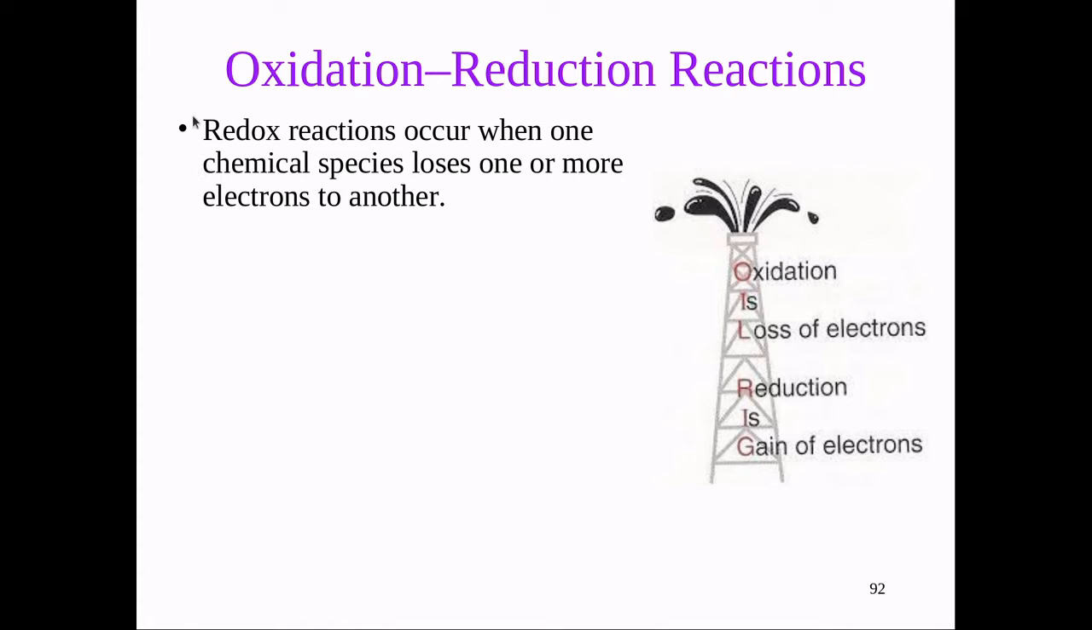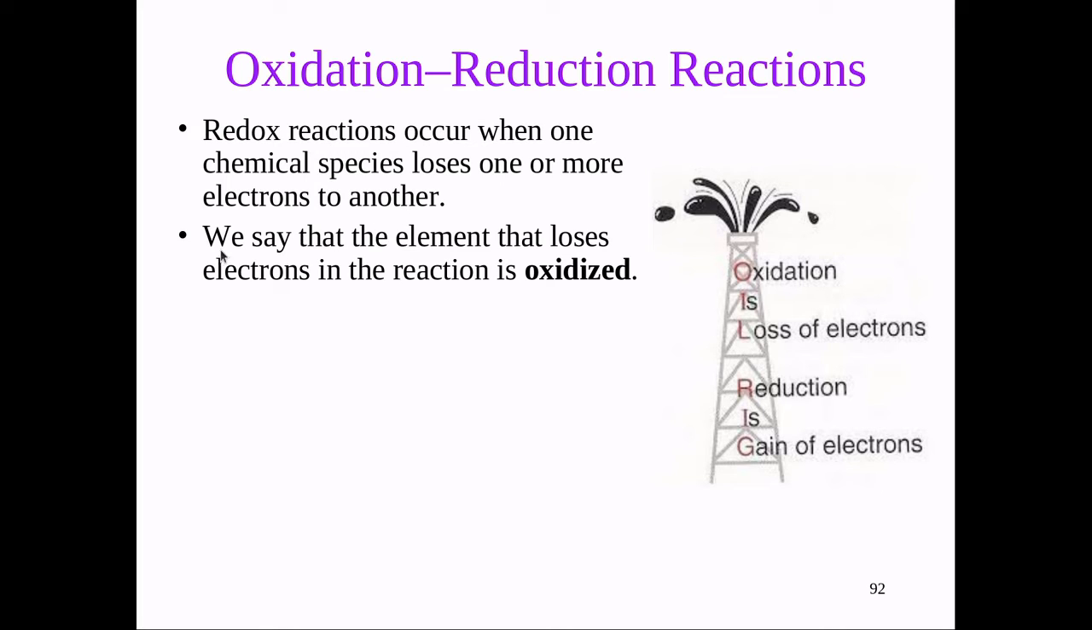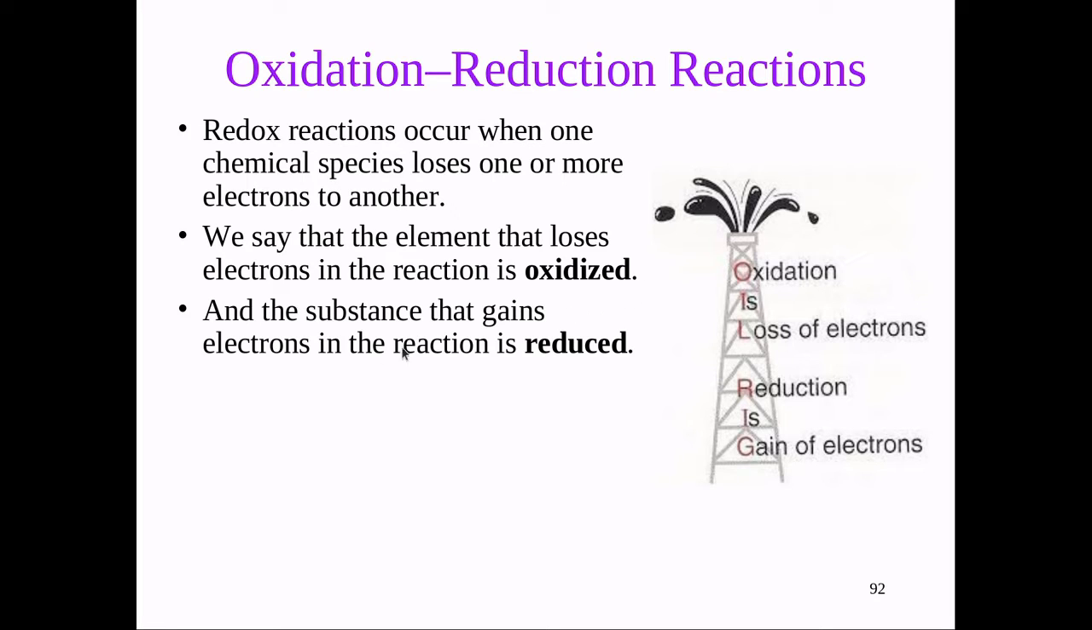So oxidation-reduction reactions, or what we often abbreviate as redox reactions, occur when one chemical species loses one or more electrons to another. We say that the element that loses the electrons is oxidized, and the element that gains electrons is reduced. I like this little graphic here called the electron oil rig. It's like a little mnemonic for you. Oxidation is loss, oil. Reduction is gain.